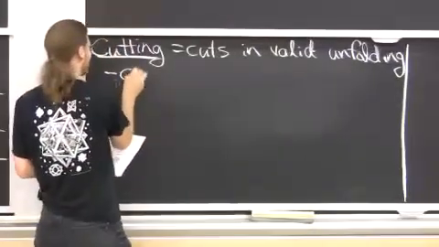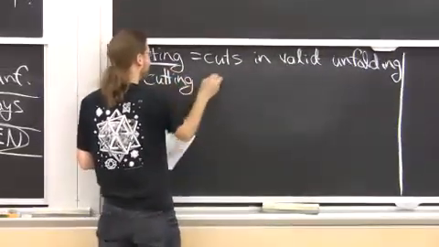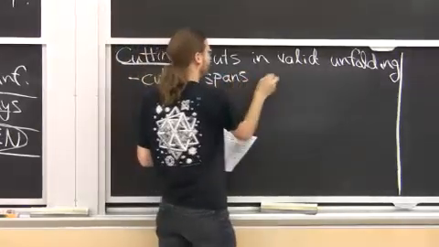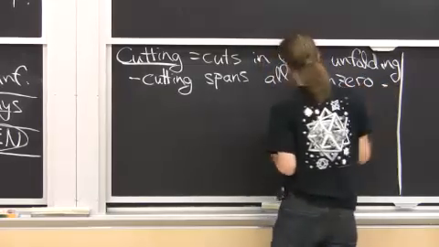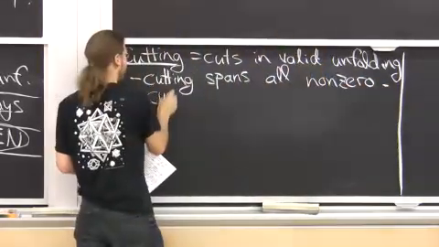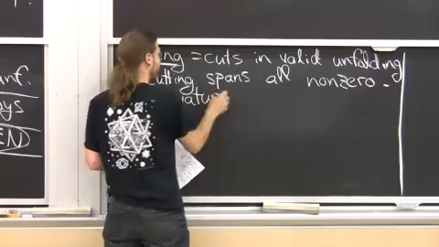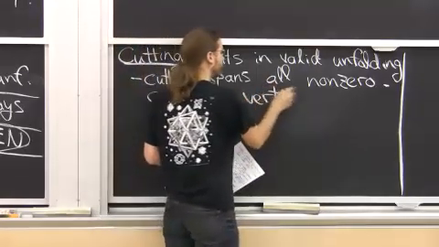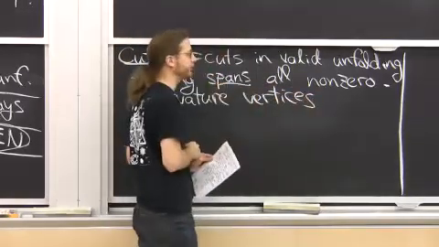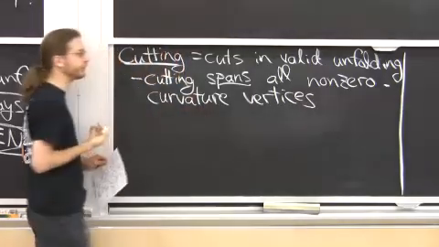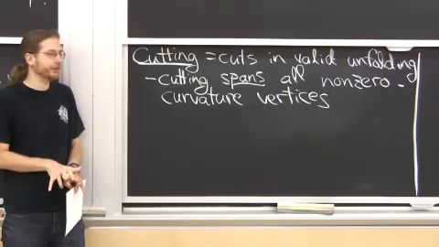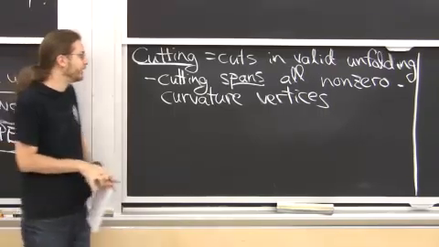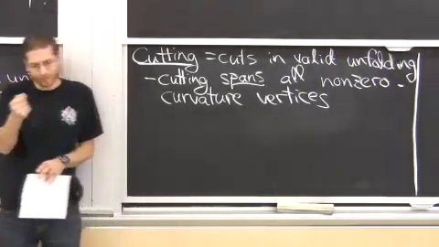One thing that is true is the cutting must span all non-zero curvature vertices. I do have to say non-zero curvature. Spans just means visits. You have to hit all the vertices of non-zero curvature because anything of non-zero curvature can't be flattened by itself. It needs to be cut. At that point, the cutting has to have degree at least 1.